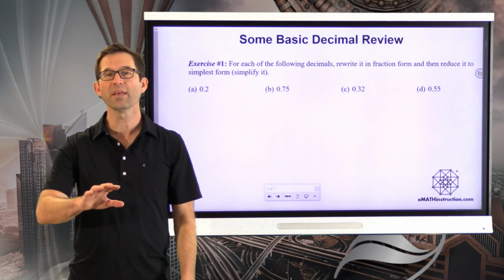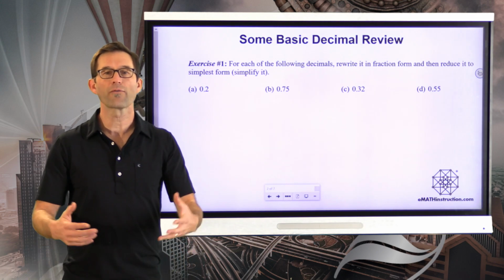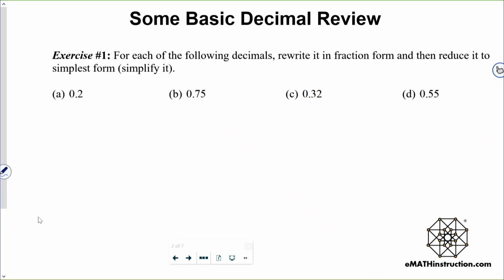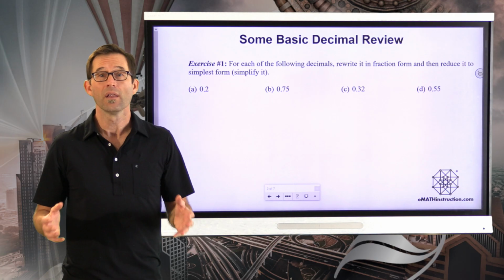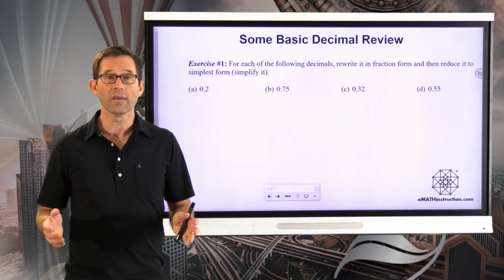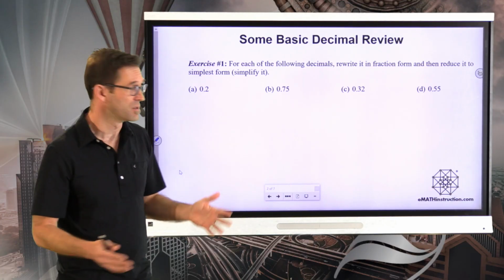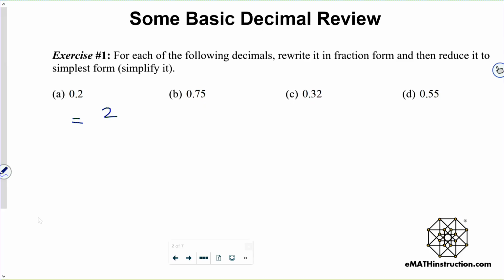Here we go. Let's do some basic decimal review, right? Because decimals are fractions, and in exercise 1, we're going to take a look at that. Let's do it. For each of the following decimals, write it in fraction form and then reduce it to simplest form. In other words, simplify it. So let's do this. Now it's simple enough, right? The idea here is that 0.2, right, which is 2/10, is a fraction. It is the fraction 2/10, which, when simplified, would be the fraction 1/5, right? We can just divide both the numerator and the denominator by 2, and we get 1/5.